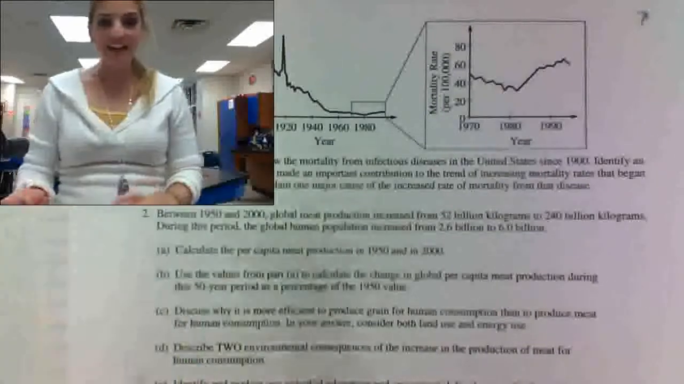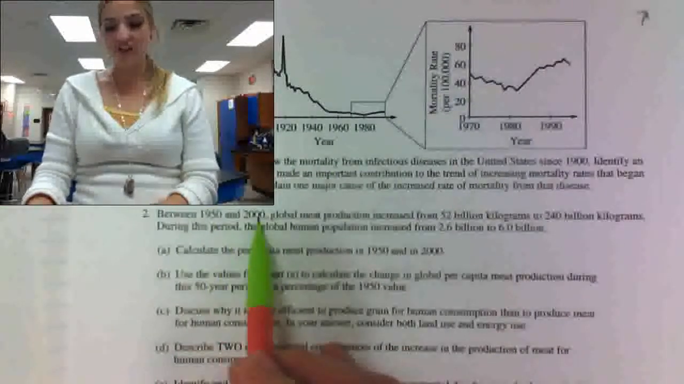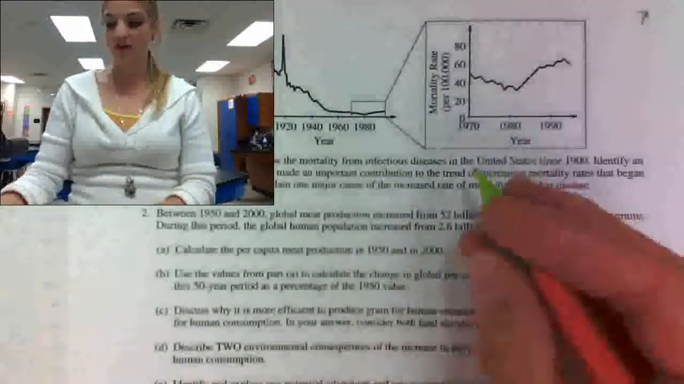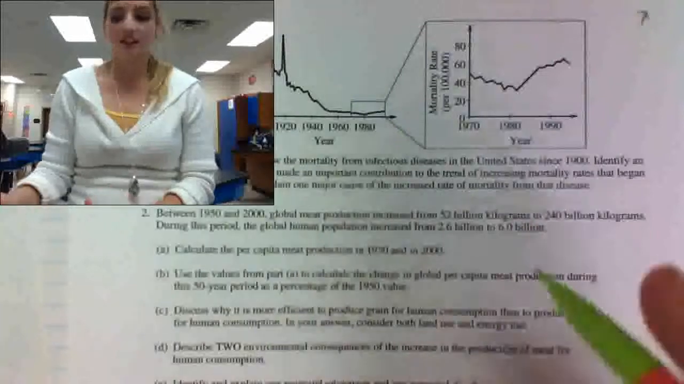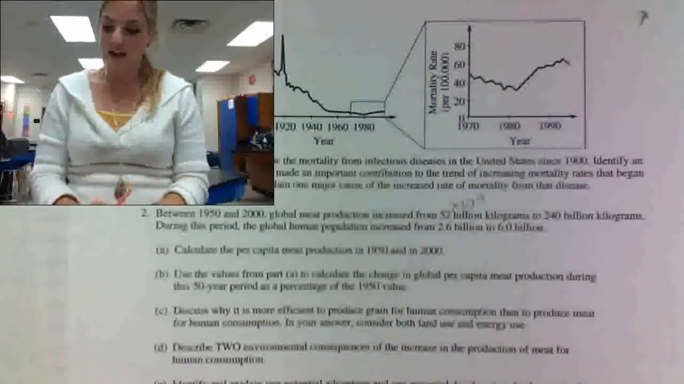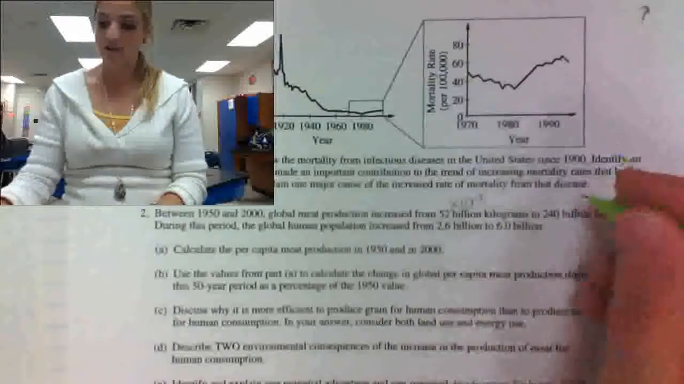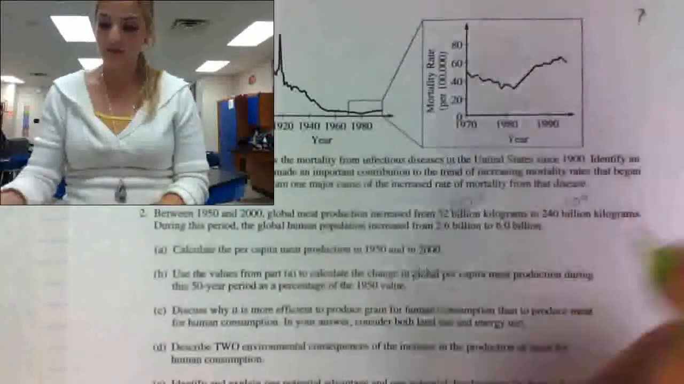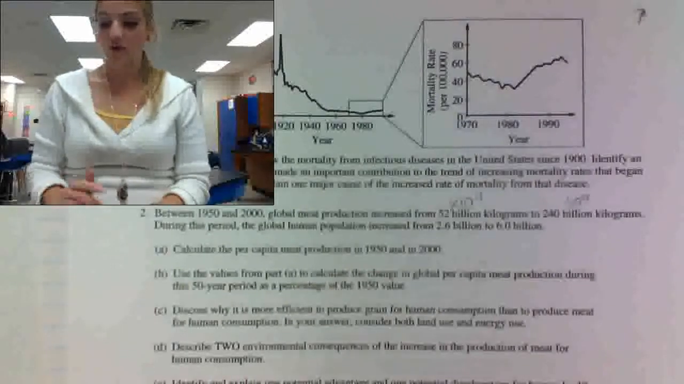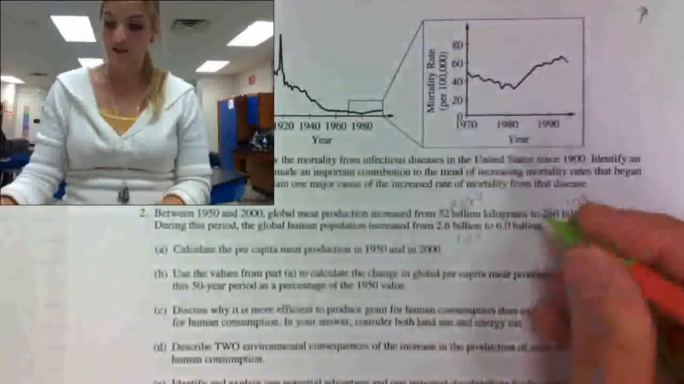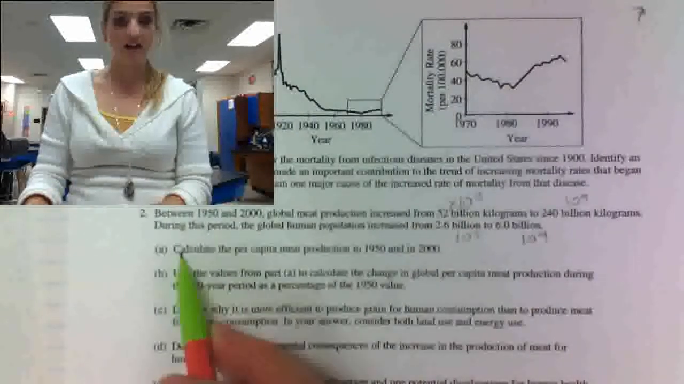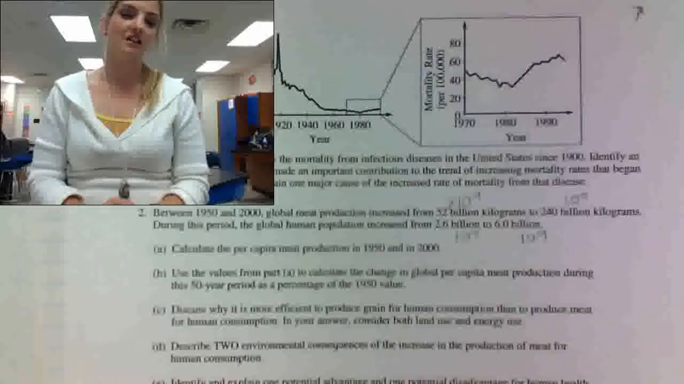All right, anyway, it says that between 1950 and 2000, global meat production increased from 52 billion kilograms. I don't even see the word billion. All I see is a 10 to the 9th. I just see it glowing neon green right there. So 52 billion kilograms to 240 billion kilograms. During this time, the global human population increased from 2.6 billion to 6 billion. So part A wants me to calculate the per capita meat production in 1950 and 2000.